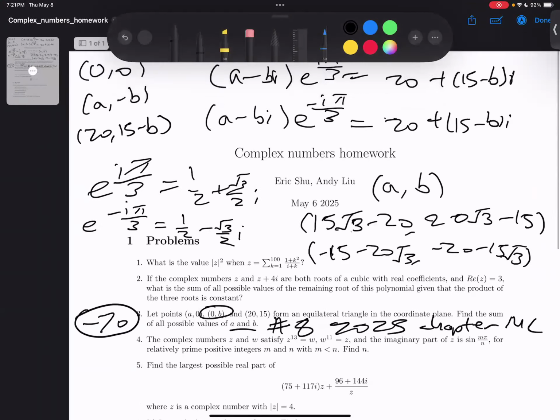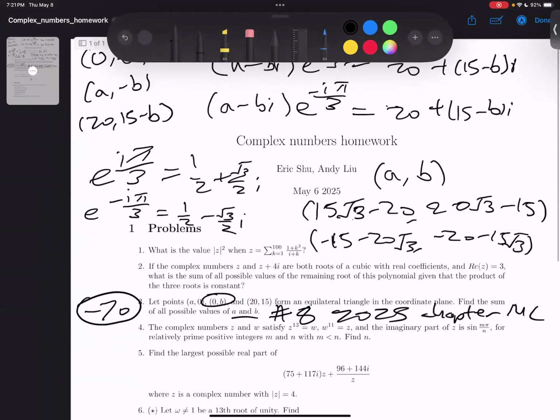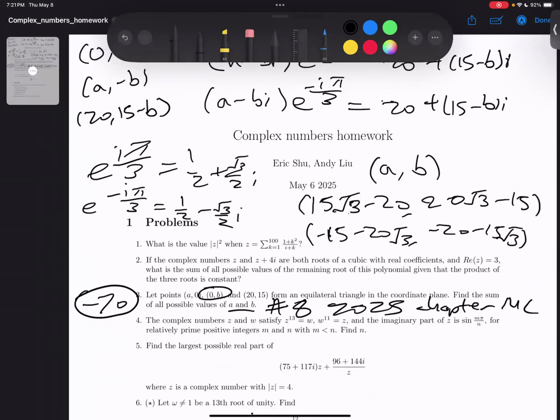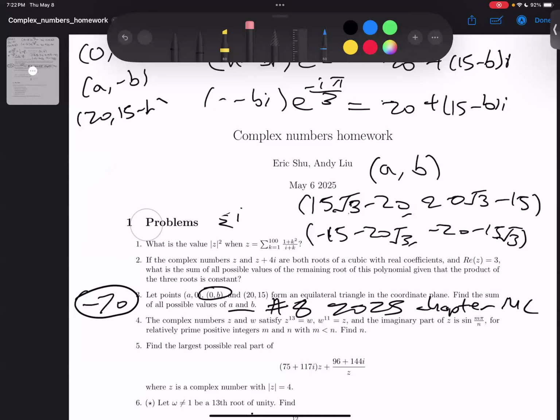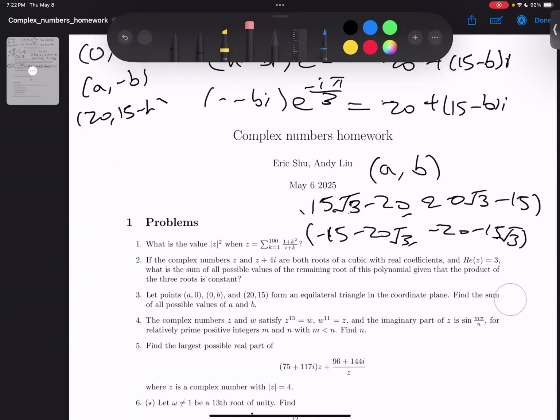I think it could have been a more creative problem, but it is what it is. Does anyone have any questions? Okay, I'll take that silence as a no. And Andy, do you want to do number 4?